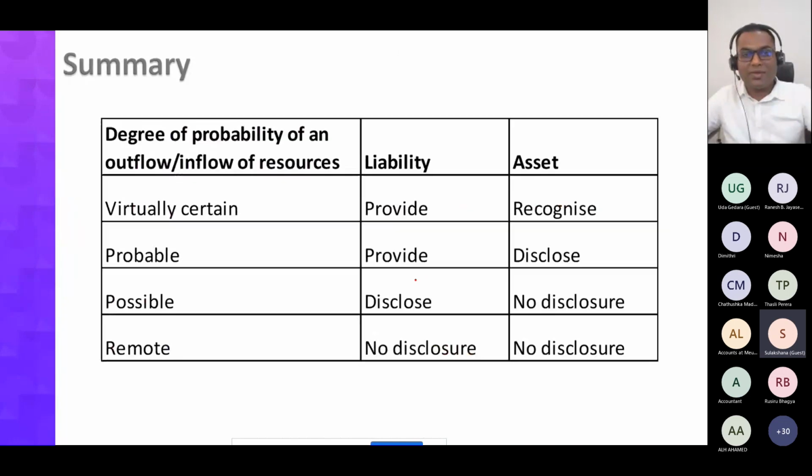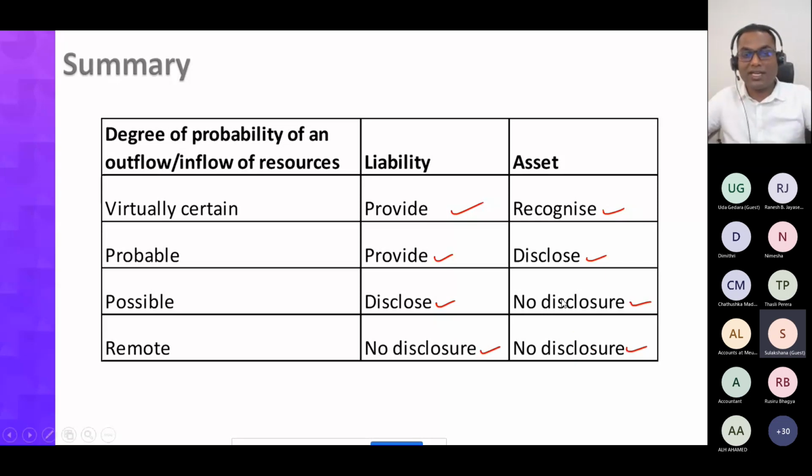Now, if you look at the accounting treatment, this is a summary. It takes the prudence concept into account. If a liability or an asset is virtually certain, you need to recognize it. You have to recognize the liability, provide for the liability, and recognize the asset. If a liability is probable, you provide a provision. But if an asset is probable, you don't recognize it, you just disclose. On the other hand, if a liability is possible, 20% in this case, what is it? Disclosure. If an asset is possible, you don't disclose. Again, prudence. If it is remote, liability or asset, no disclosures.